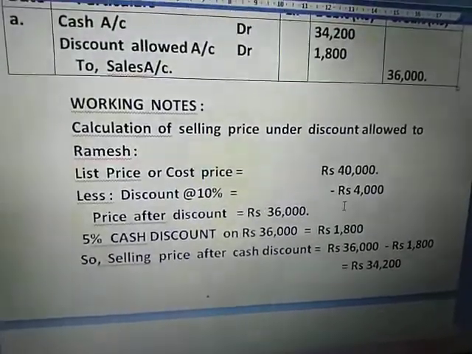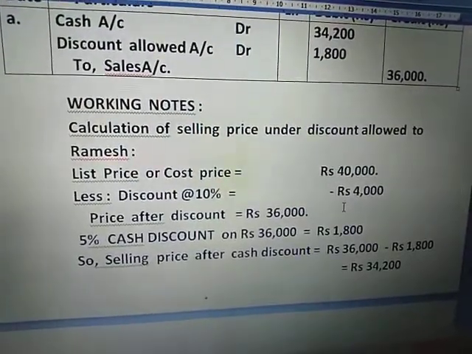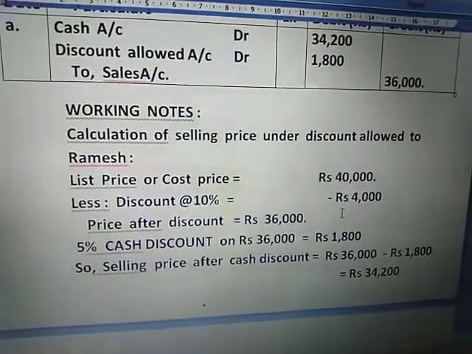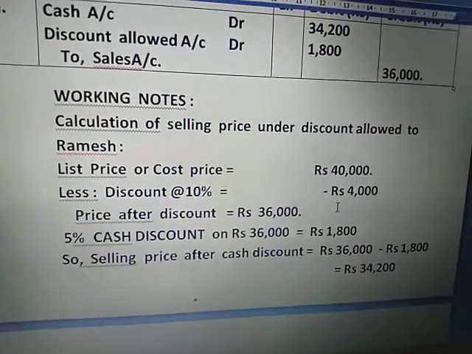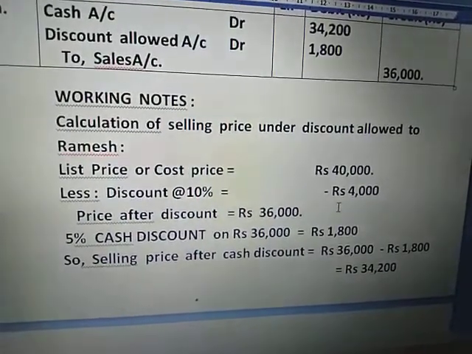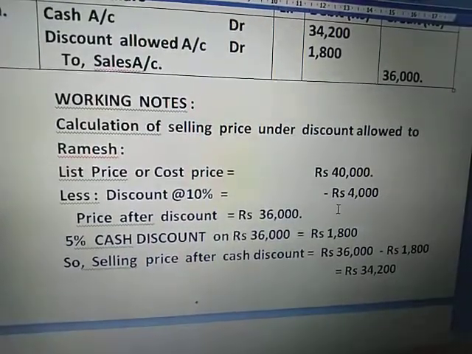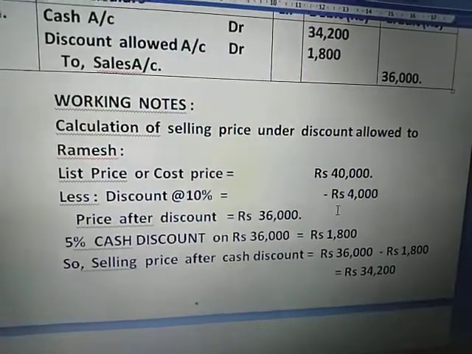So here we have a working note. Working note means the details of the calculations which you have to show below the sum. First of all, we'll deduct the discount from our list price. So list price remains 40,000. 10% of 40,000 gives us 4,000. So after discounting, the price becomes 36,000.